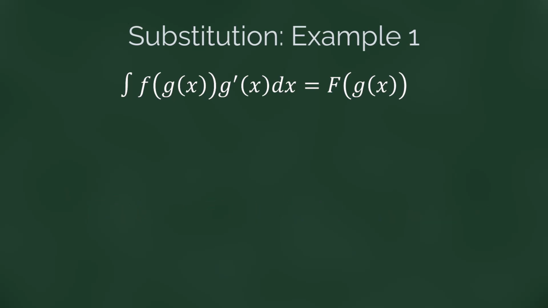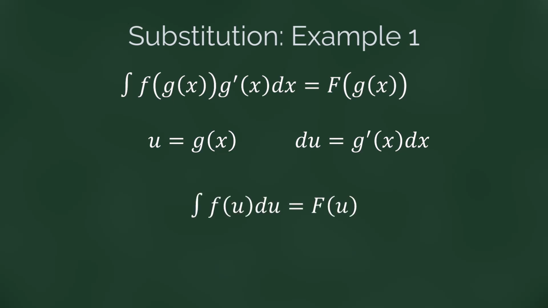Taking the antiderivative of both sides of that expression, we see that the antiderivative of little f of g of x times g prime of x dx is equal to big F of g of x. We can then perform the actual substitution. We can let u stand in for g of x, which means that du stands in for g prime of x dx, giving us the formula: the antiderivative of f of u du is equal to capital F of u.